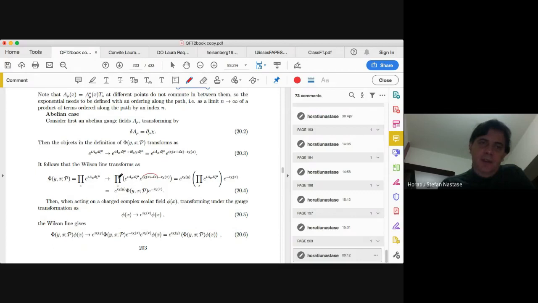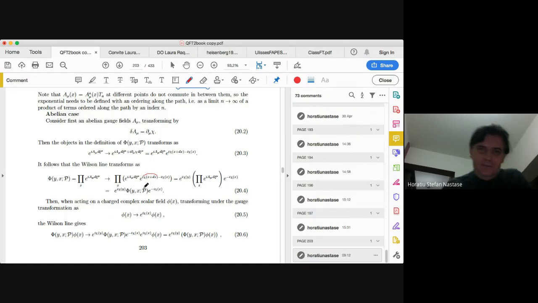Now notice I put this left and right. This didn't really matter because this was the abelian case, but I just put it like this because then it's obvious that this will go over into the Yang-Mills case. We'll describe that next.